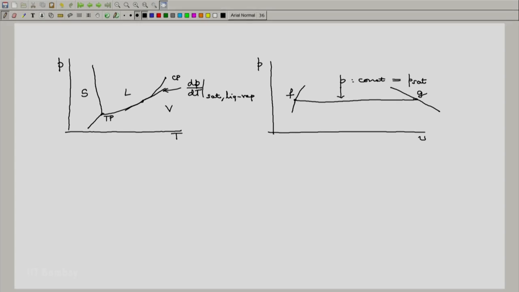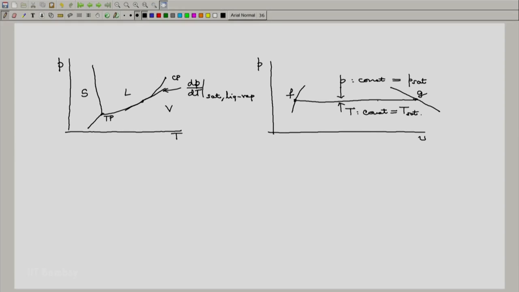And because we have a two phase situation here, this line also means that it is an isothermal line. So T is also constant and equals the corresponding saturation temperature. Now let us look at this process from F to G. Properties here are Sf, Hf, Vf, etc. Properties here are Hg, Vg, Sg, etc. Now let us consider the variation of entropy with specific volume on this line.